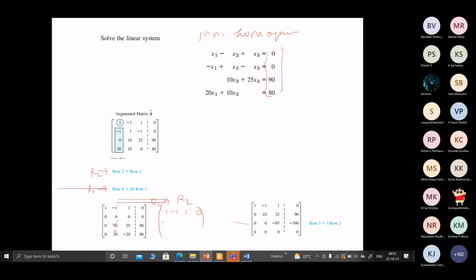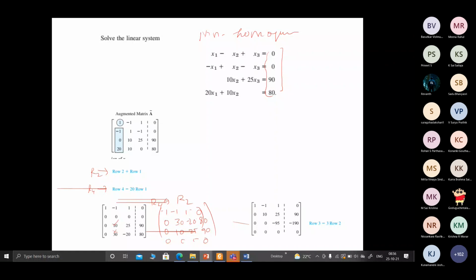Then R4 and R2 are interchanged: 0, 30, minus 20, 80. You can do it in a slightly different way. And the third row as it is: 0, 10, 25, 90. And the last row is 0, 0, 0, 0.